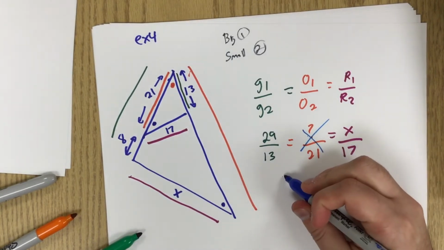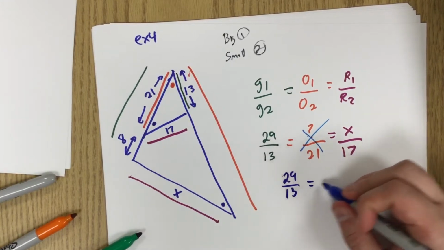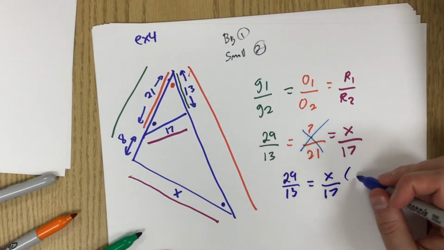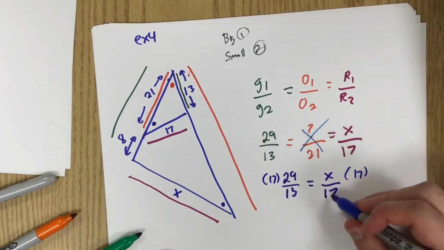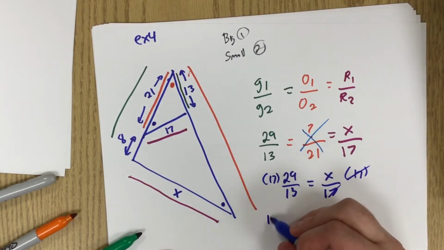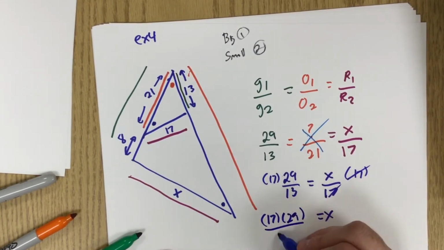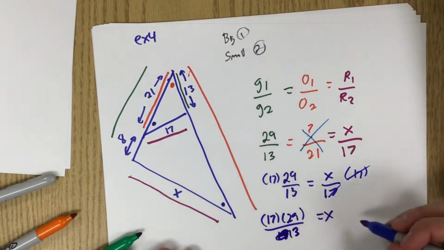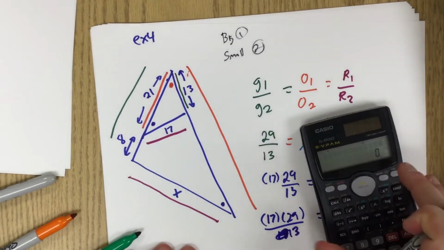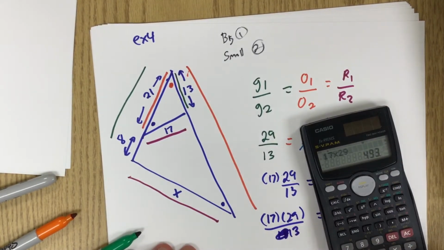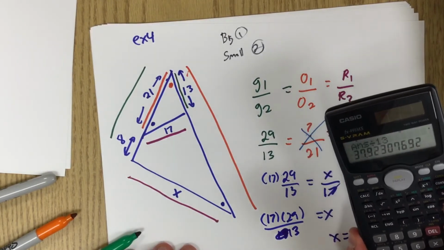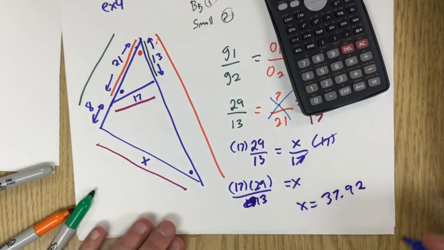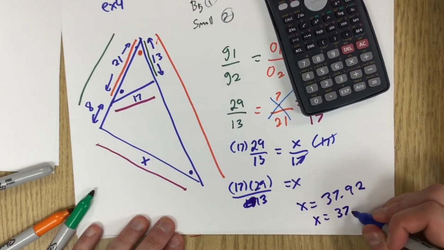So it's going to be 29 over 13 equals x over 17. Multiply both sides by 17. And x equals 17 times 29 over 13. That's not drawn very well. And x equals 17 times 29 divided by 13 equals 37.92. Which means it's equal to 37.9.